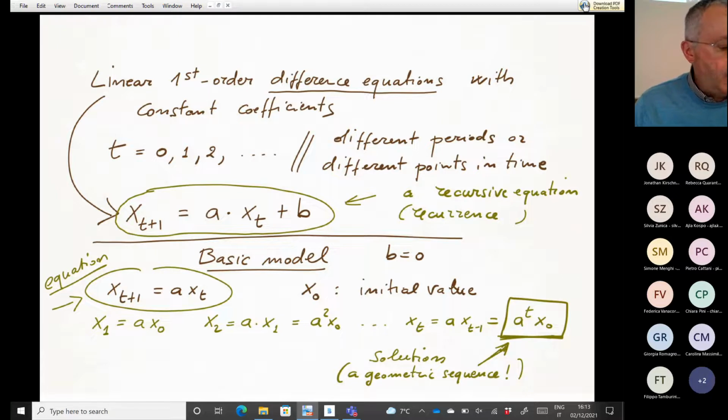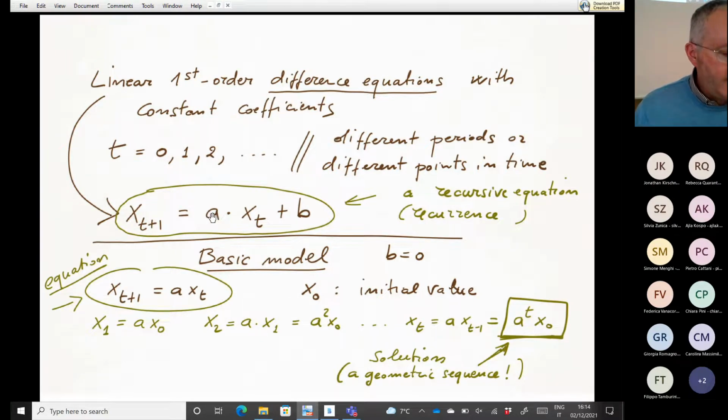Okay, so now look at this simple difference equation. This is called a first-order linear difference equation with constant coefficients. It has this mathematical expression: x at time t+1 is equal to a coefficient a times x of t, plus b, a constant.